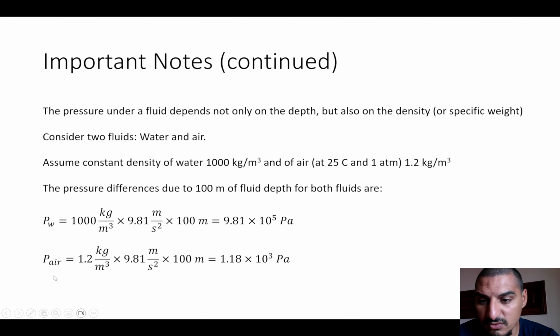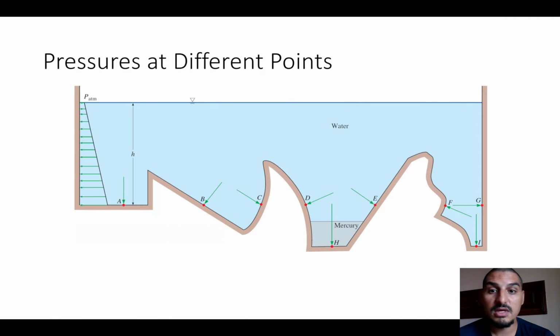This is the delta P for water and delta P for air. So the number here and the number here, there is like 3 orders of magnitude. This is almost 10 power 6, and this is almost 10 power 3. So it's 1000 times more pressure difference, just because of the density. Although it's the same depth, it has a very, very big impact on the pressure. That's why it makes a lot of difference for different fluids.